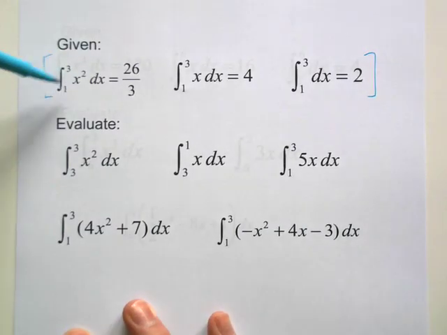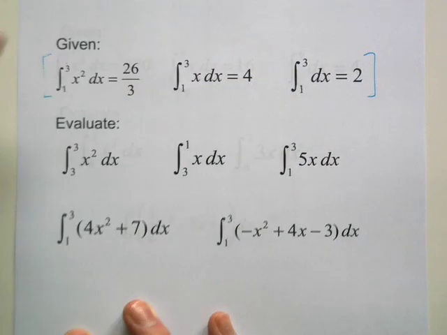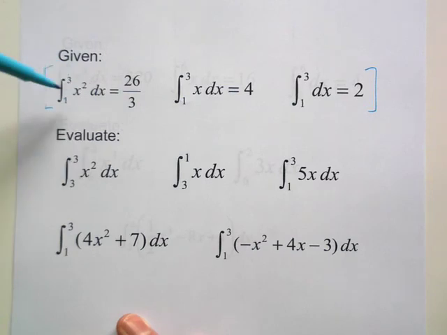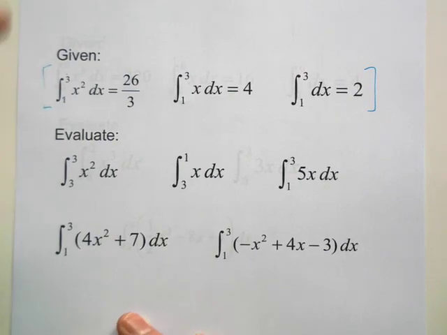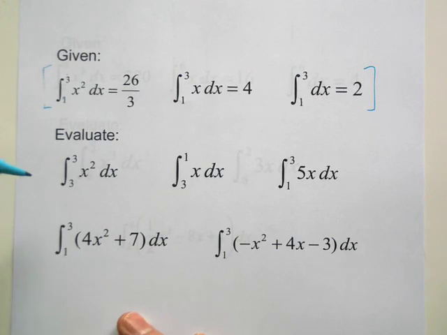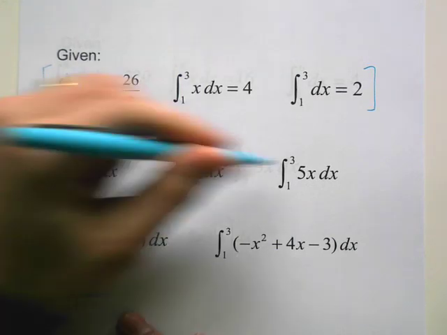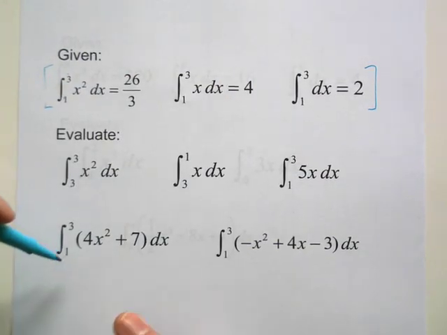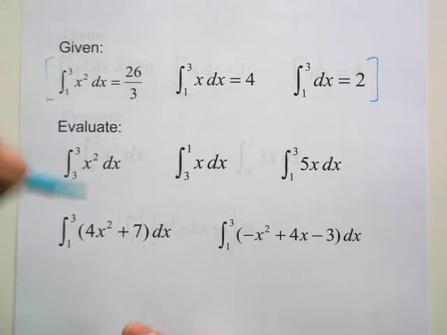Okay, it gives us 1 to 3, 1 to 3, 1 to 3, so it looks like all of our boundaries are the same. So that's good. It's telling us the value of x squared dx, x dx, and dx, okay? So how does that help us? These first three questions are actually really similar to the last video that we just did, so I'm going to breeze through these first three. I'm going to take more time on these last two, okay?